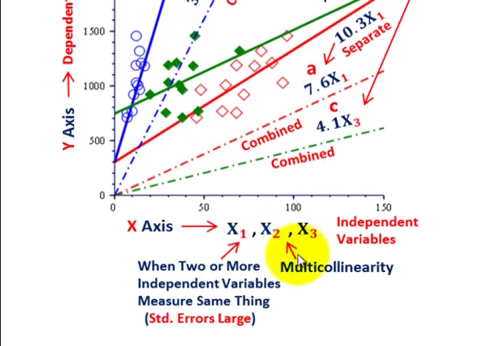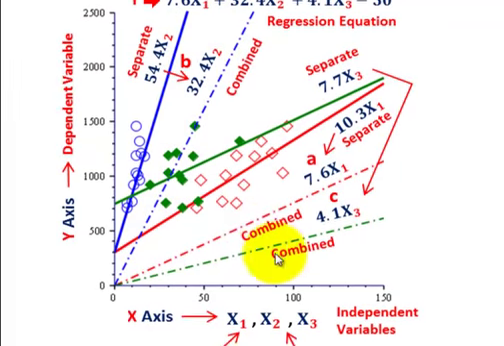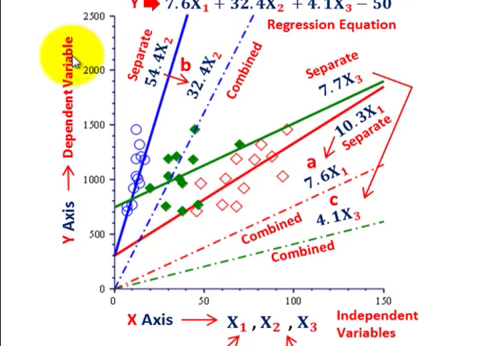And when we're talking about multicollinearity, this is when two or more of these independent variables that you'd be testing or measuring really measure the same thing. And what you end up having is standard errors in your regression model. These independent variables, x1, x2, and x3, are really going to predict our dependent variable, y.